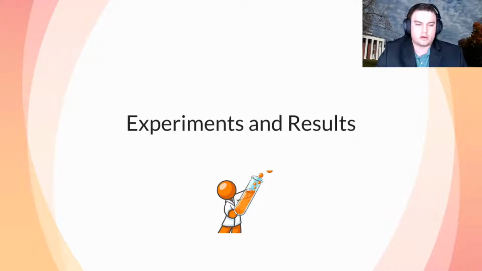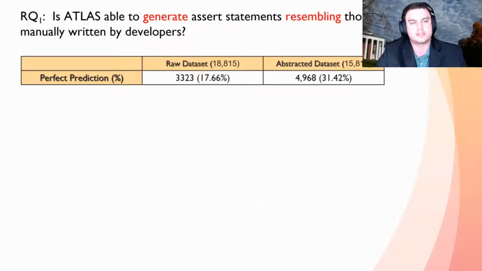So after training of our model, we then look to analyze some of the results. Our first research question asks, is Atlas, our approach, able to generate assert statements resembling those manually written by developers? We find that both in the raw data set and in the abstracted data set that we analyzed, we are able to get a relatively high amount of perfect predictions. In the raw data set, we're able to perfectly predict over 17%, in the abstracted over 31%. What perfect prediction means is that we're able to predict exactly what the developer had written for the given test method and focal method context.